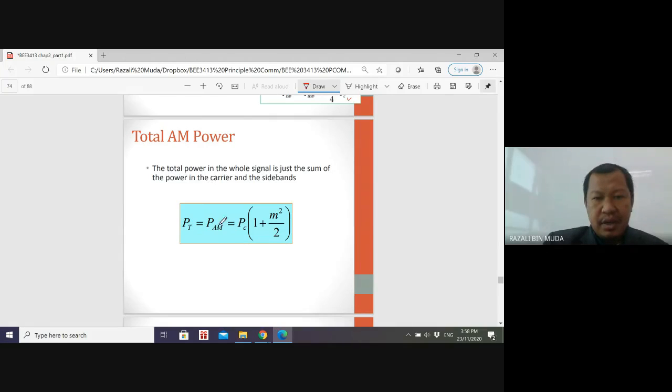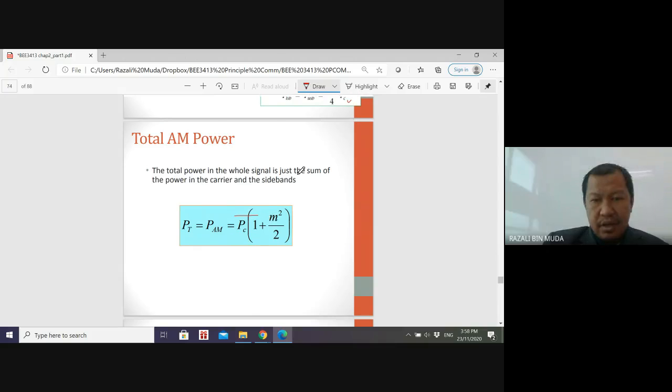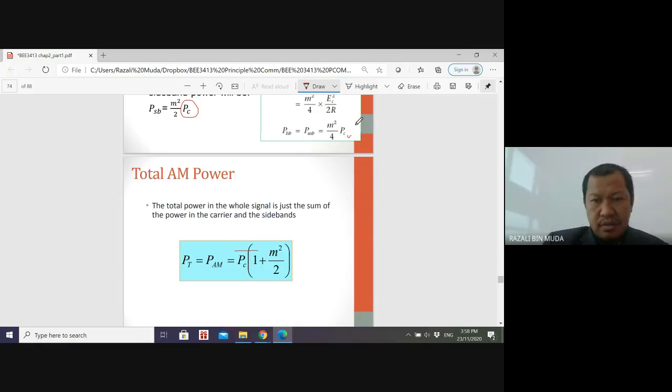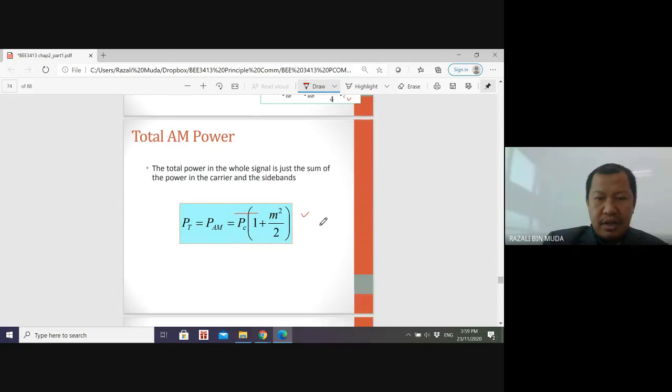So the total power in the whole signal is just the sum of the power in the carrier and sideband. So this is carrier power, plus this one plus this one. Basically PC plus lower sideband plus upper sideband. So the total power becomes PC plus m square over 4 plus m square over 4. So when you simplify, you can get this equation.